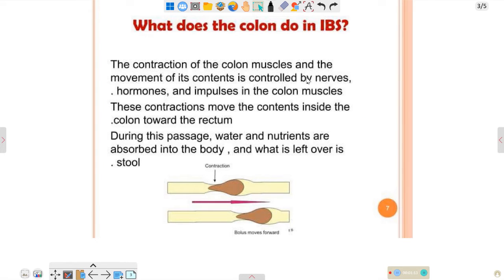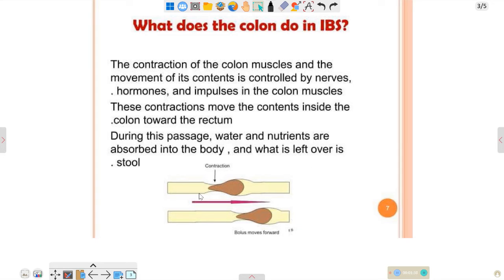What does the colon do in IBS? The contraction of the colon muscles and the movement of its content is controlled by nerves, hormones and impulses in the colon muscles. These contractions move the contents inside the colon towards the rectum. During this passage, water and nutrients are absorbed into the body and what is left over is stool.